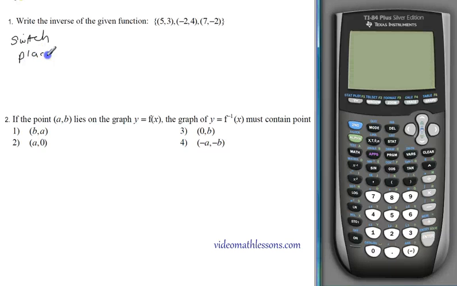We're going to swap x and y. So take a look at the point. Instead of saying 5, 3, the inverse would be 3, 5. And make sure you put parentheses around it because it is a point. It's an ordered pair, another word you'll hear. 4, negative 2. And finally, negative 2, 7.